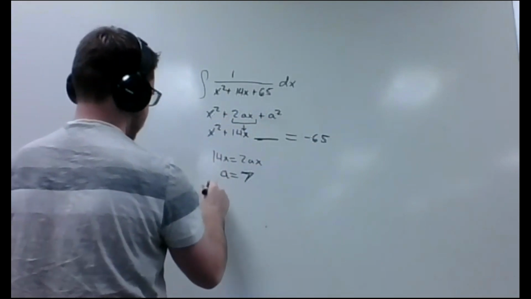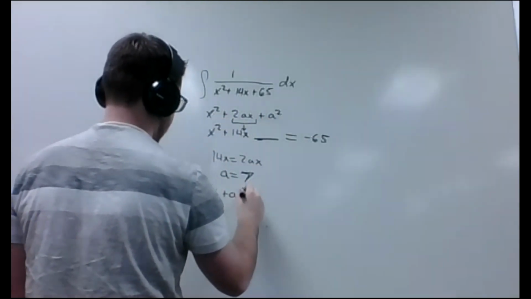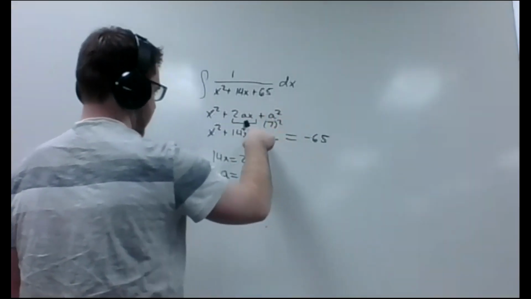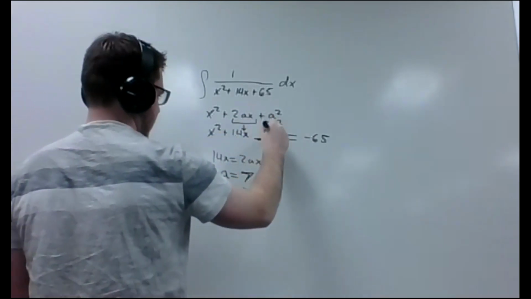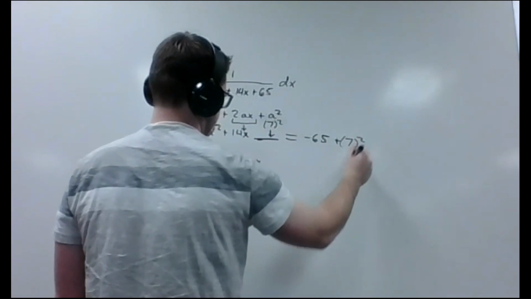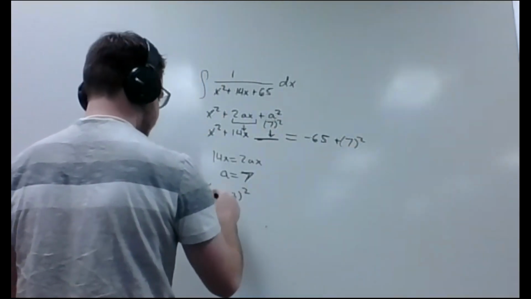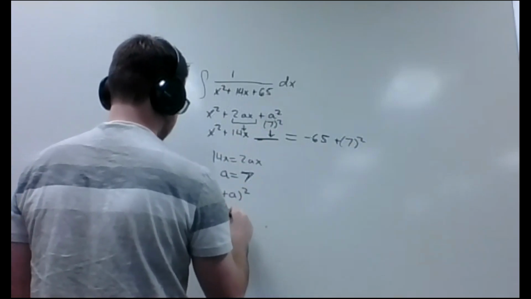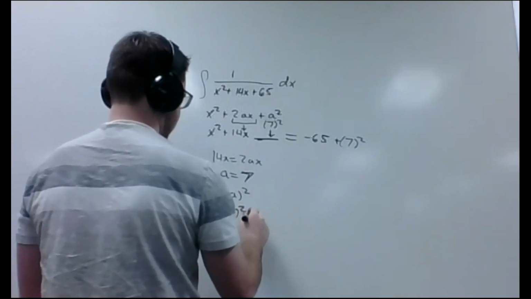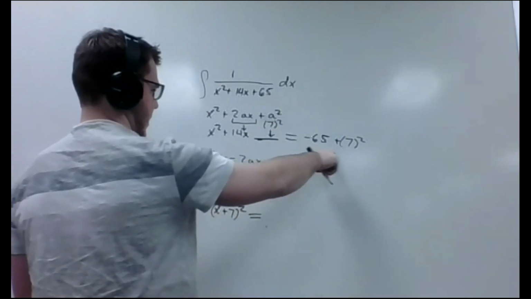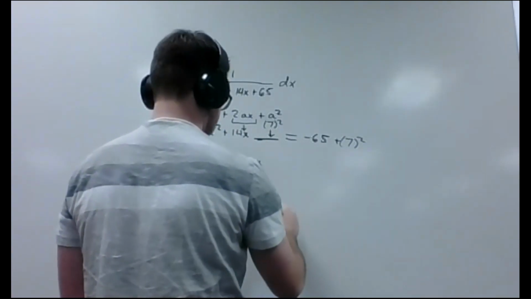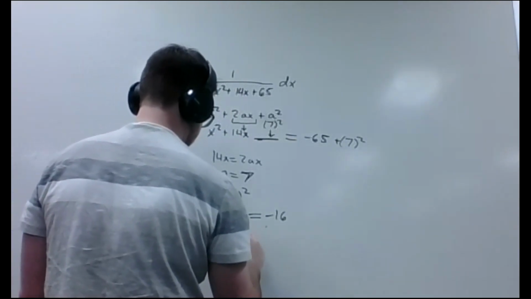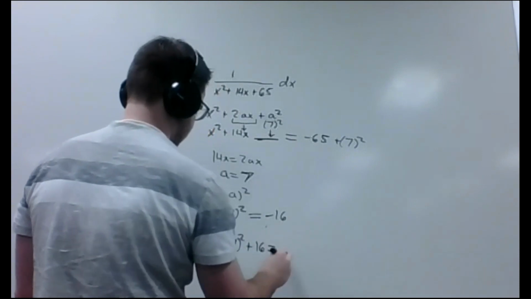And so the square is going to look like x plus a squared, right? So this is going to be 7 squared because we found what a is. If we add 7 squared here, we have to add it to both sides, right? Then we factor this into our square. So we're going to have x plus 7 squared equal to negative 65 plus 49, which is negative 16. And then we can add this over to get x plus 7 squared plus 16 equals 0.